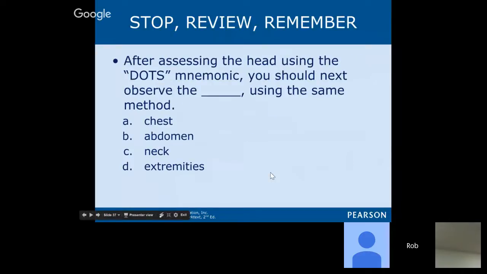Head to toe, guys. After assessing the head using the DOTS mnemonic, you should next observe the blank using the same method. Neck, yeah, good job. Obvious, right? Oh, come on. There you go now.